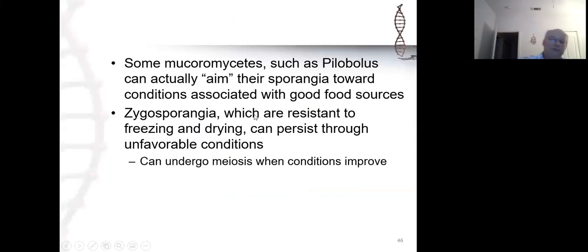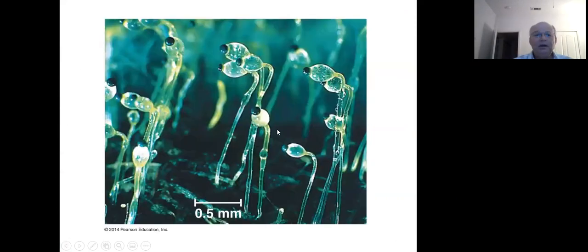Now, some members of the Mucoromycota, and I've got a picture of Pilobolus coming up, are actually able to distribute their spores, not randomly, but deliberately in one particular direction. So Pilobolus grows on cattle dung, right? Cow pies or cow pats, however you want to call it. And so in order for their spores to wind up in the cow dung, they actually need to be consumed by the cattle, by cows.